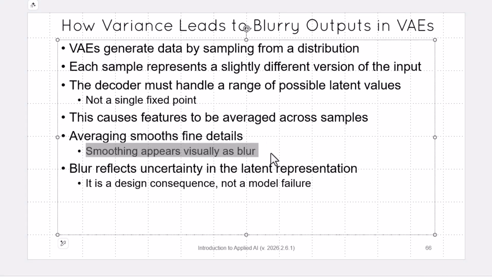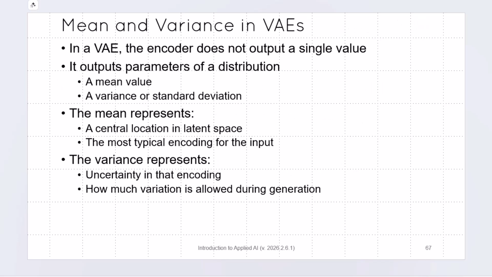In this case, we're talking about an actual blur, whereas with data across a wide range, which may not be visual, it's more of a metaphor. It basically describes a loss of sharpness, specificity, or decisiveness, not necessarily fuzziness that you can see. So blur reflects uncertainty in the latent representation. It's a design consequence, not a model failure.